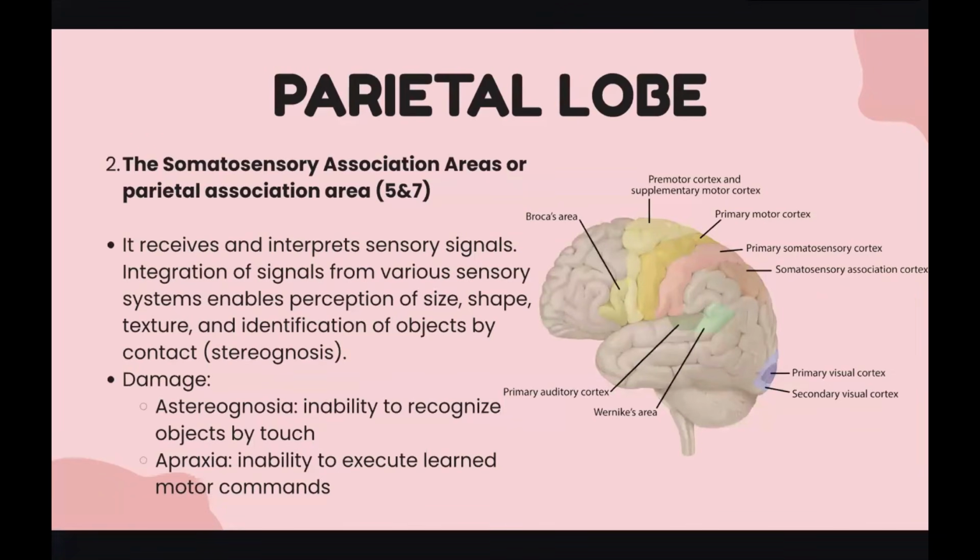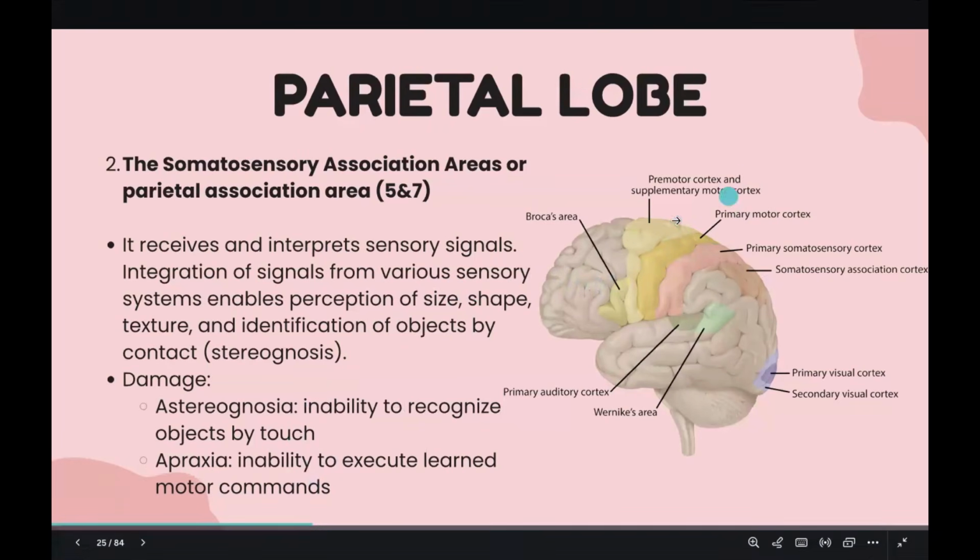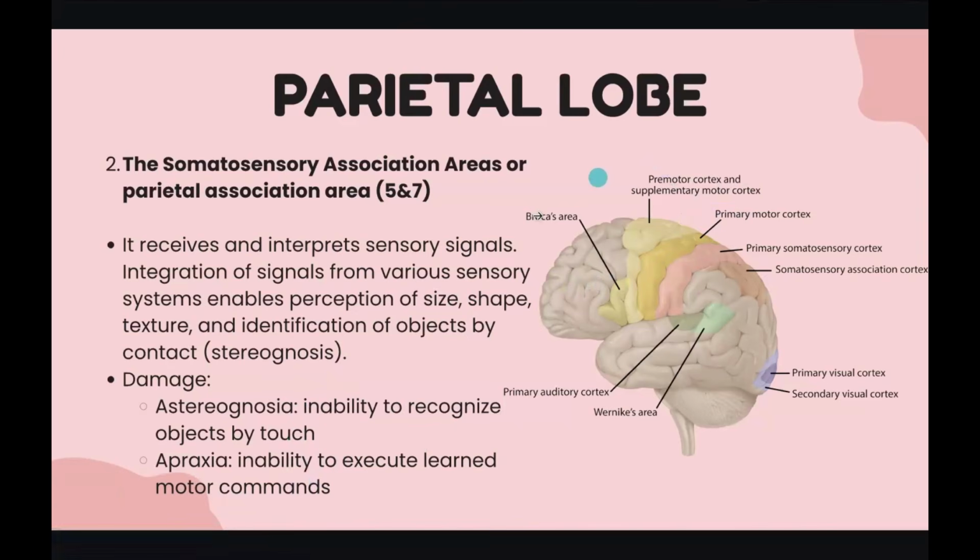The second area in the parietal lobe is the somatosensory association area, also called the parietal association area. Brodmann areas 5 and 7. All right. These receive and interpret the sensory signals from the body sent to the primary somatosensory area. Just the same way that we talked about in the frontal lobe, right? Again, integration of signals from various sensory systems enables perception of size, shape, texture, and identification of objects by contact.